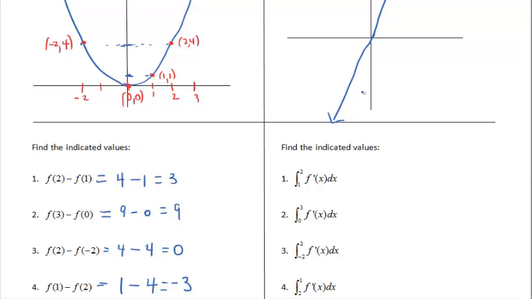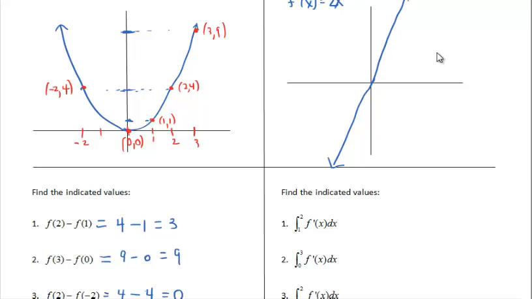All right, so let's come over here and look at this column and what we're asked to find based on what we've done so far. As I study number 1 here, if I'm asked to find the indicated value, I think about f prime of x, and that's this graph right here, y equals 2x. I'm asked to find the value of the integral from 1 to 2.